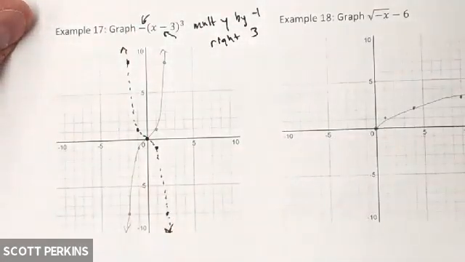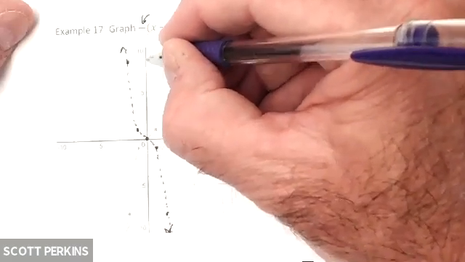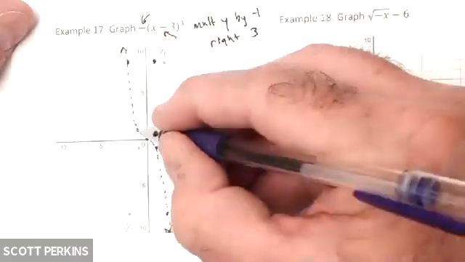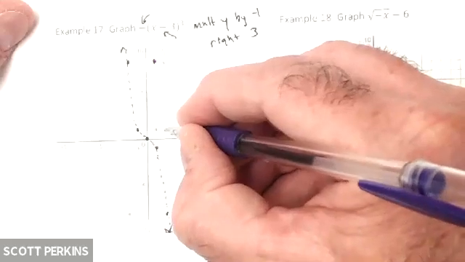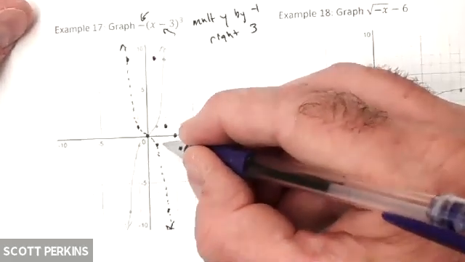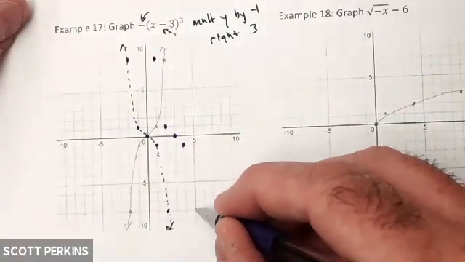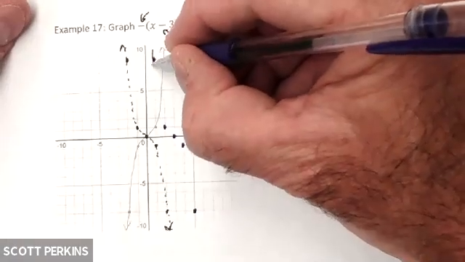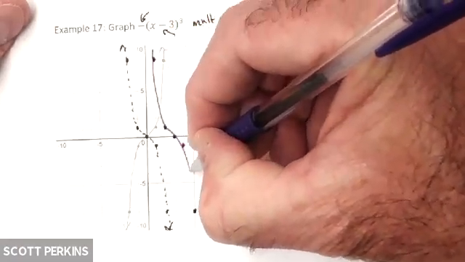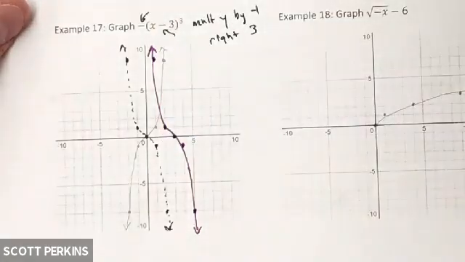And then I'm going to take that graph right there and I'm going to move the whole thing right 3 units. So starting on the left part of the graph, I'm going to go 1, 2, 3 units. And then the next point, 1, 2, 3 units. The origin, 1, 2, 3 units. Right here, 1, 2, 3 units. And then last but not least, 1, 2, 3 units. And I'll connect those dots. And there it is.